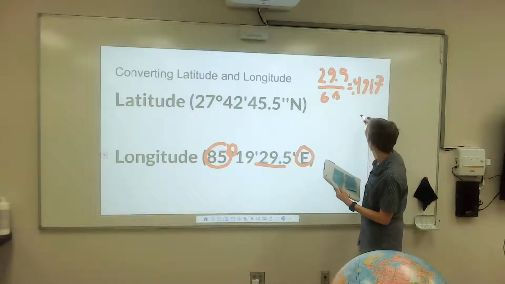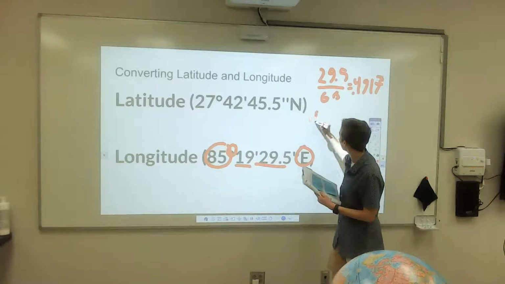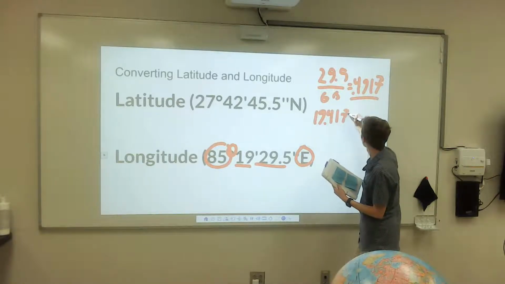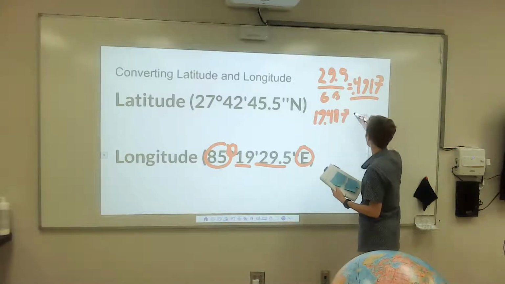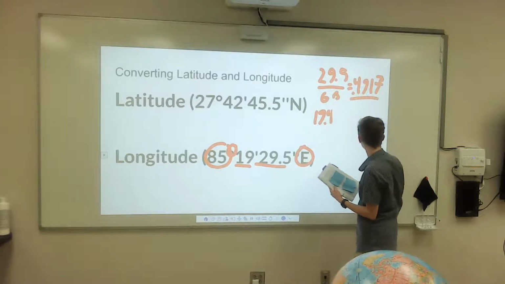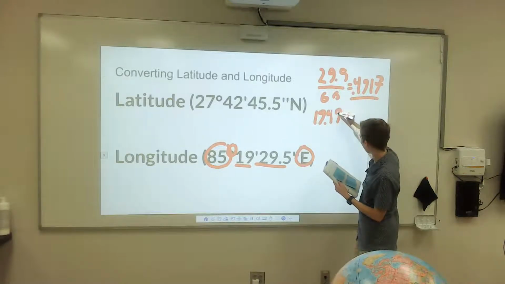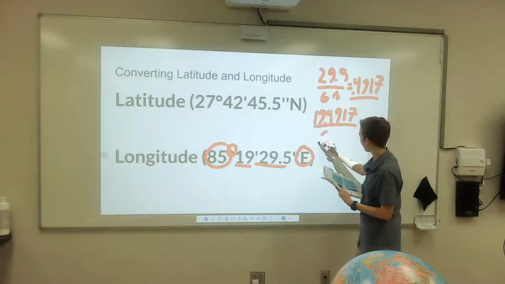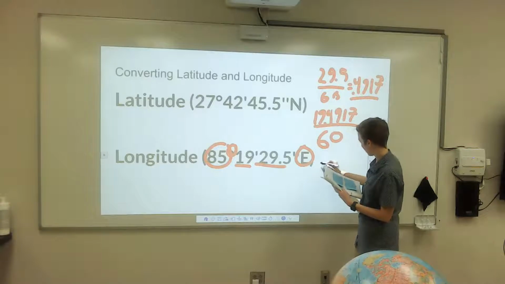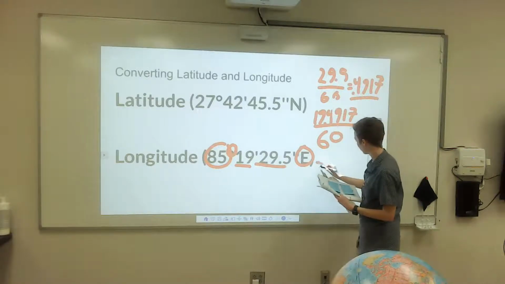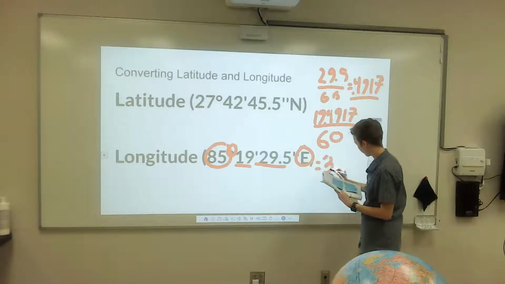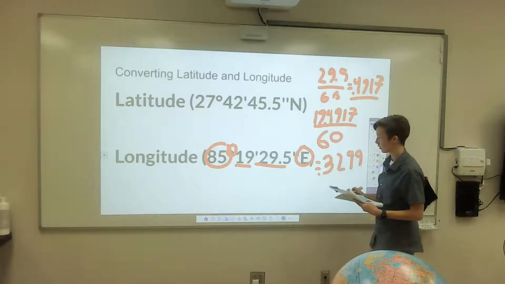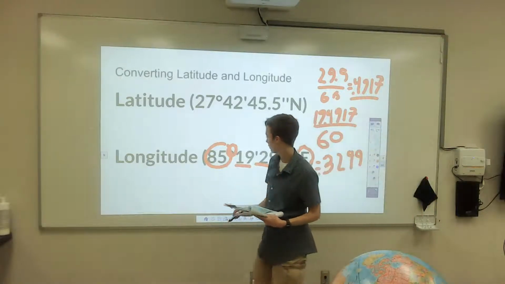Okay, so now that we have that, we're going to add this 19 point 4 1 4. I got a space here. 4 9 1 7. We're going to divide that by 60. We're going to get 32.3249.